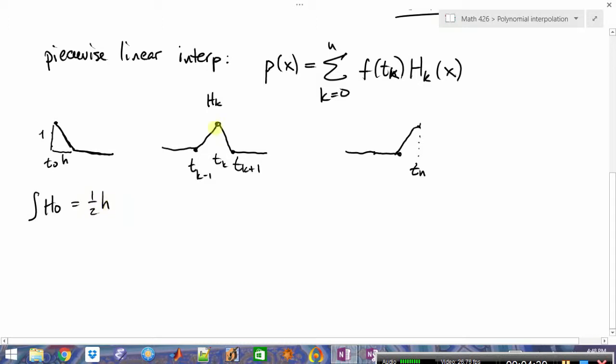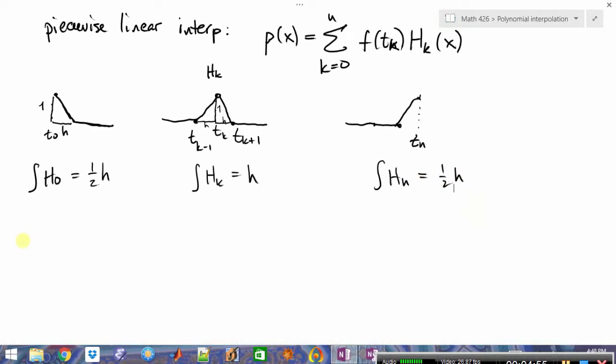Here, there are two triangles. Each one has a base of h. Each one has a height of 1. So it's 1/2 times 1 times h, plus another half times 1 times h. So the integral of all these is just h. And the area under the last one is also 1/2 h.